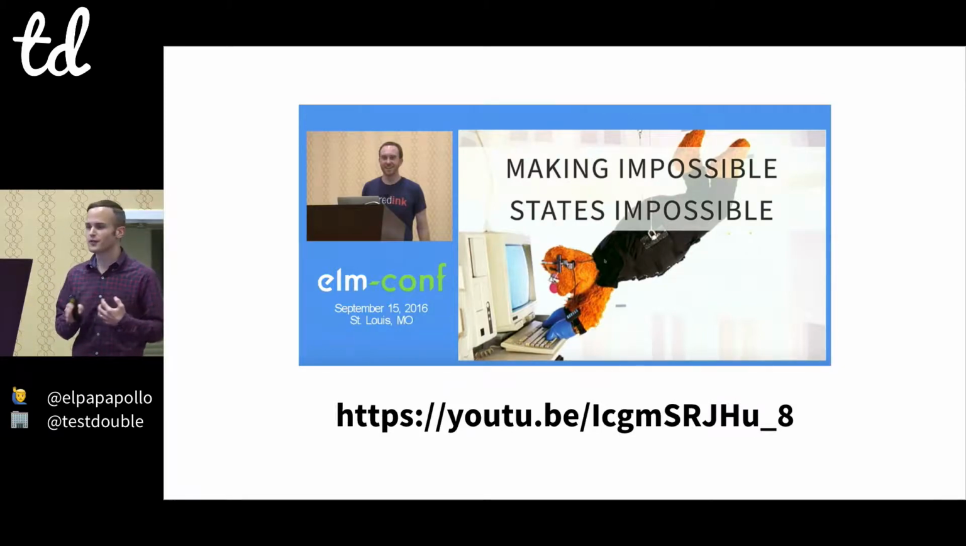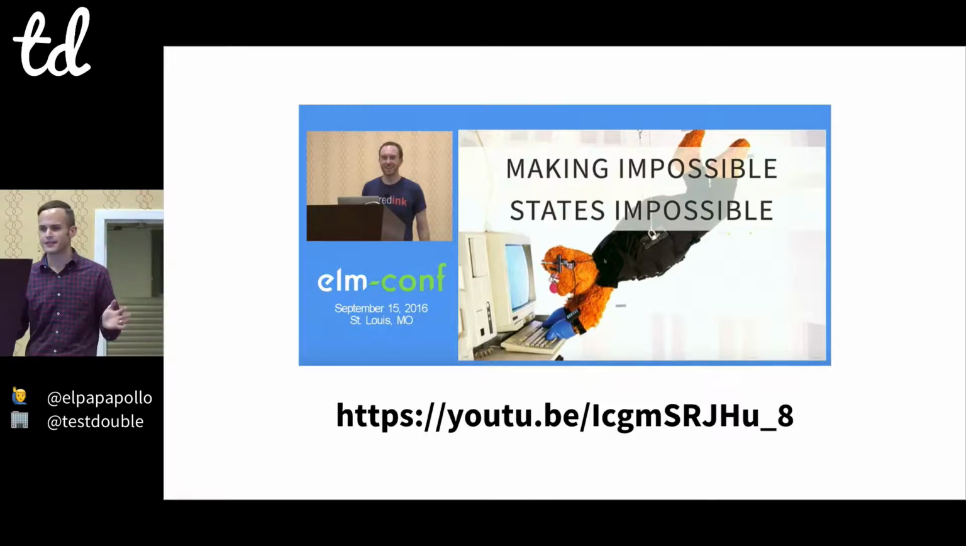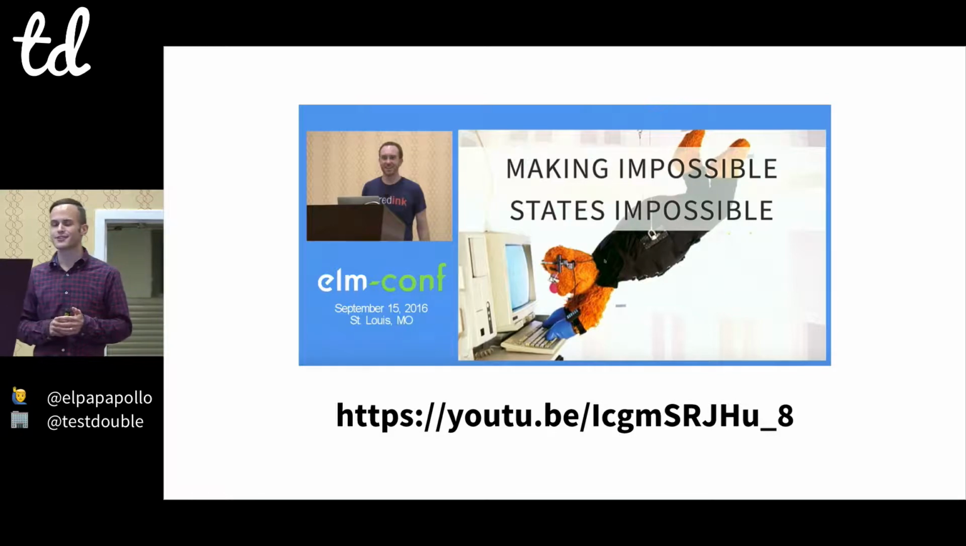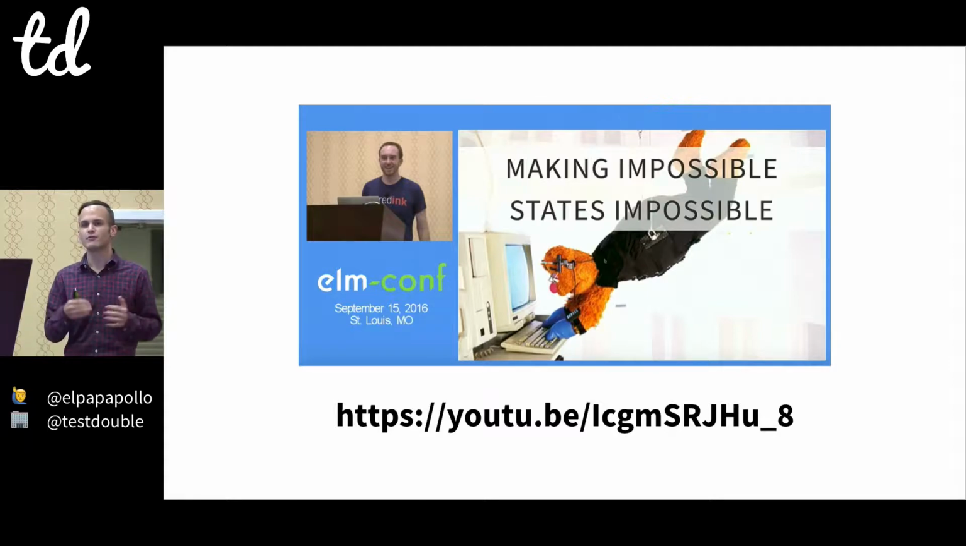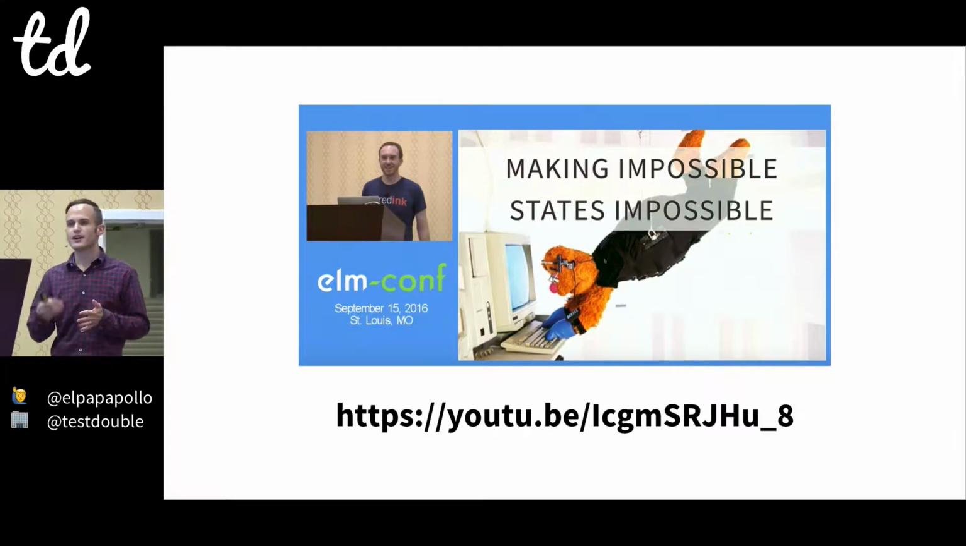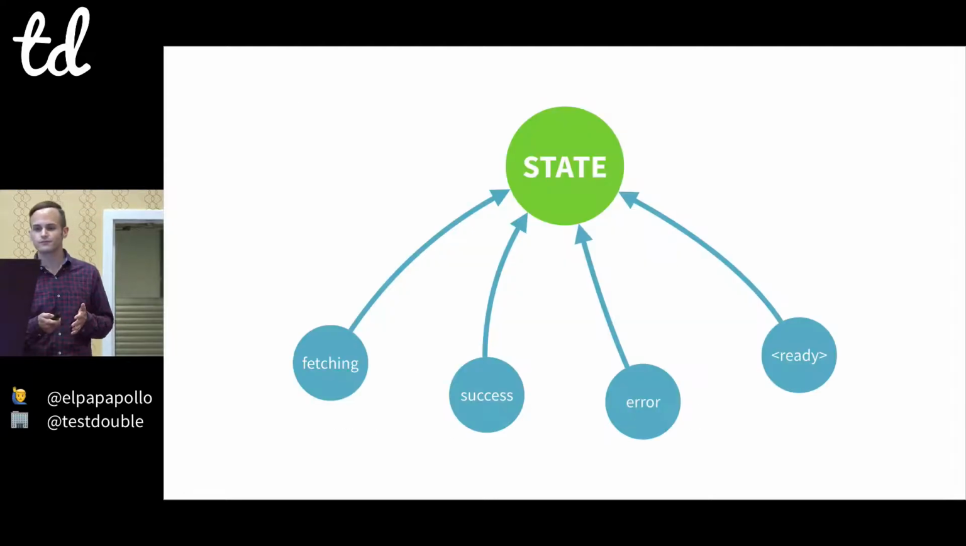In fact, Richard Feldman, I'm not sure if you've heard of him, seems like he's kind of a big deal, talked a lot about this at last year's ElmConf. So Richard shares that many invalid state problems can actually be solved by just how we represent that state to begin with. Essentially, we want our representation to prevent invalid states from even being possible to begin with.